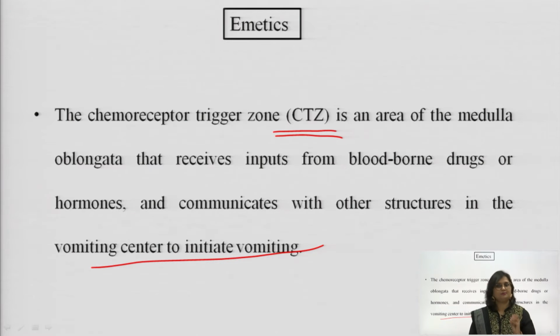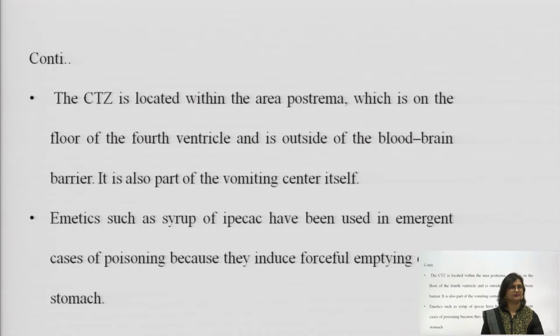This chemoreceptor trigger zone is the part of the medulla which is uncovered. There are certain blood-borne drugs or hormones which signal this CTZ to initiate vomiting. The CTZ communicates to the vomiting center to initiate vomiting after being stimulated by certain drugs and hormones. So, this is about the CTZ in easier words.